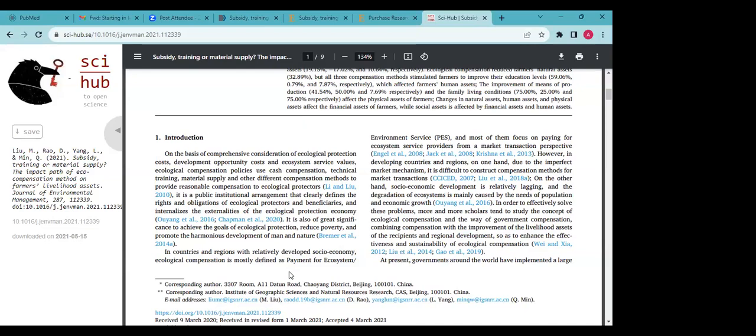I don't get that. But did you get what he talked about, Sci-Hub? Can you attempt? Give me.